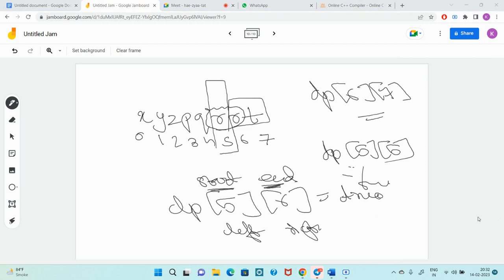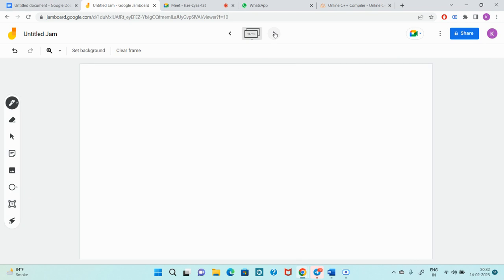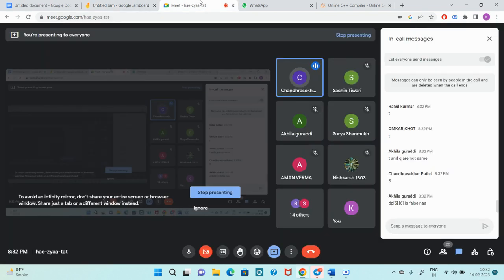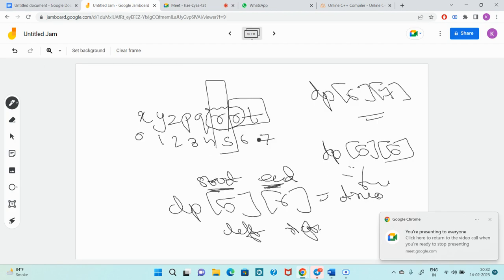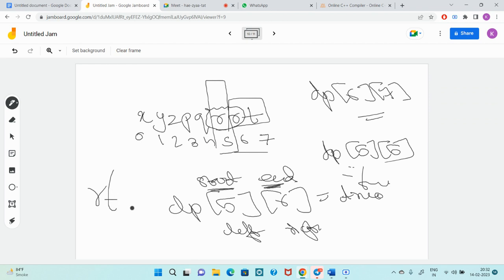So Akhila, I hope it's clear to you as well. What is the meaning of DP of I to J? Okay, DP of 6 to 7 means, Chandrasekhar, we have the string R and T. Yes or no? Tell me, Chandrasekhar. RT is not a palindrome, bro. Palindrome means starting and last letter should match, bro. How is it a palindrome? Tell me.